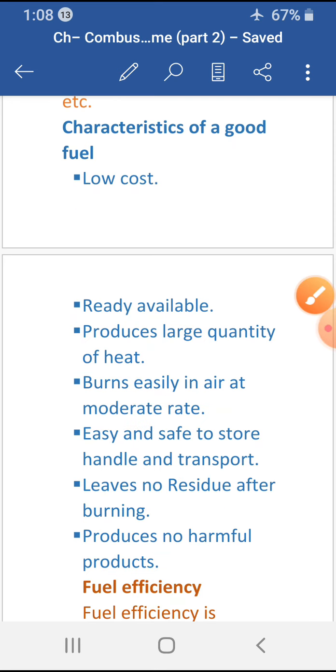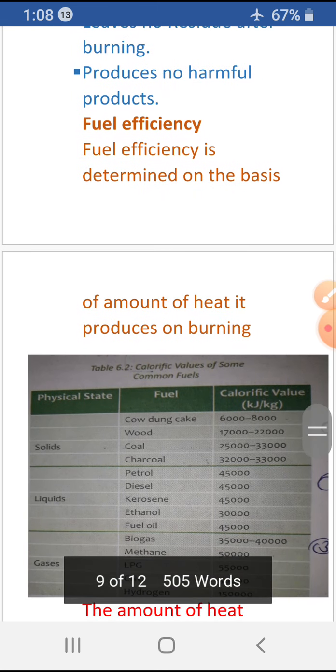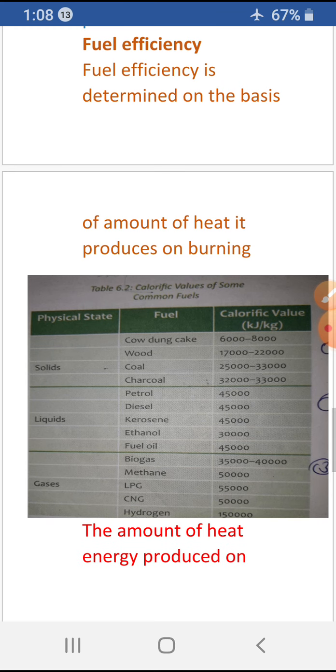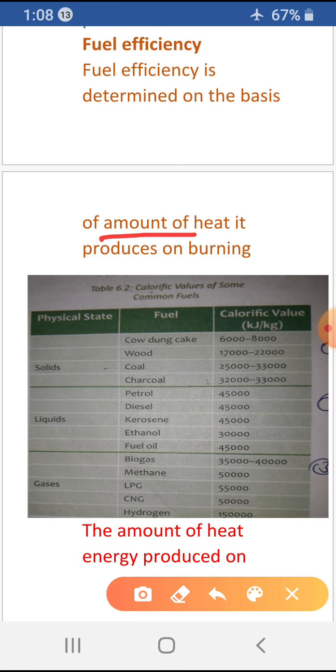These were the few characteristics of a good fuel. Next topic is fuel efficiency. Whether a fuel is efficient or not is determined on the basis of the amount of heat produced. Any fuel which produces more amount of heat could be termed as an efficient fuel.